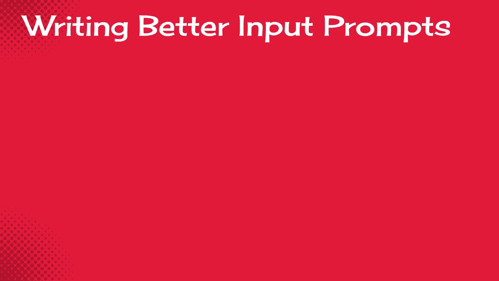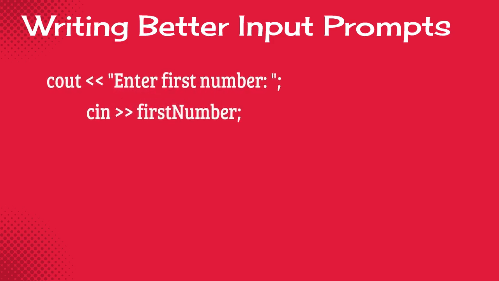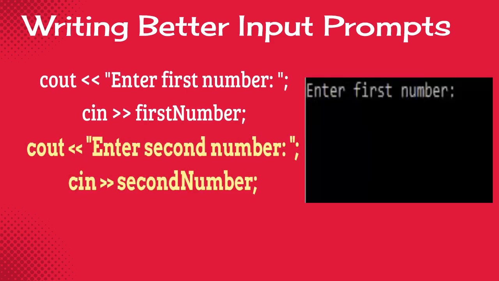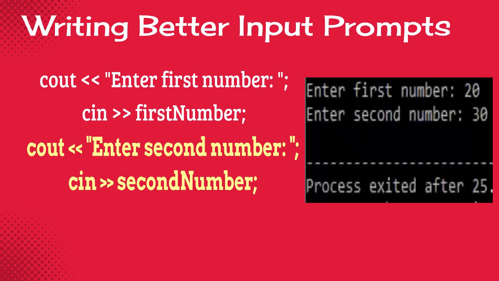Before each input statement, we display a short message telling the user exactly what to enter. For example, enter first number followed by enter second number. When we run this version of the program, the user receives clear instructions before entering each value. This makes the program much easier to use. If you remember, we used exactly this approach in our average calculator program. The program first asks the user to enter the required values before performing the calculation. Good input prompts make programs more user-friendly and reduce confusion.